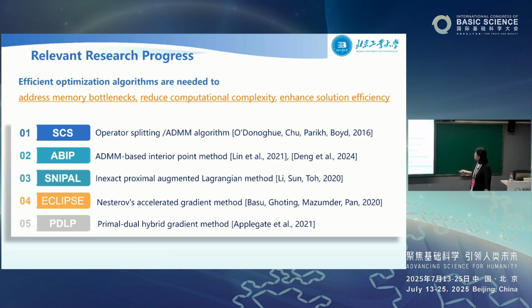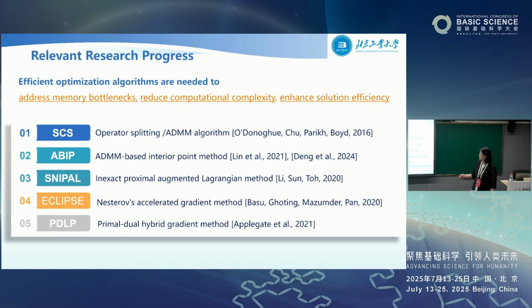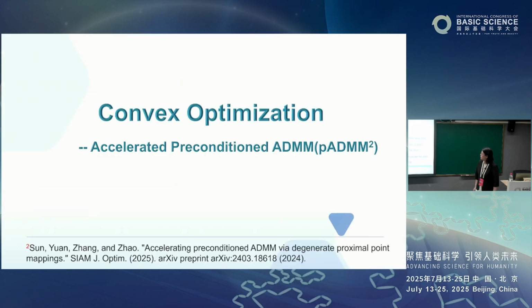So what will we do for ourselves? We try to solve linear LP problems, and we have a lot of existing solvers which are matrix free. So how should we do? Our idea is we start from the more general framework, convex optimization. We design an accelerated preconditioned ADMM to solve the convex problem.